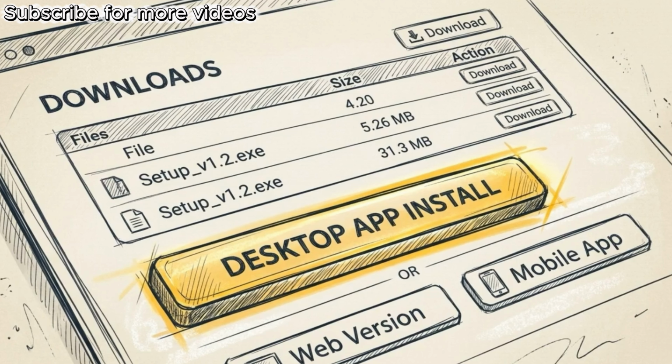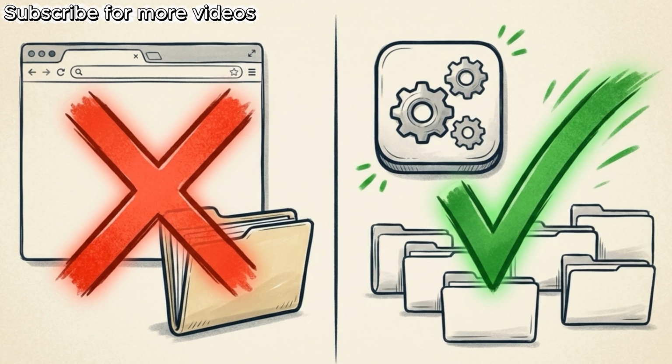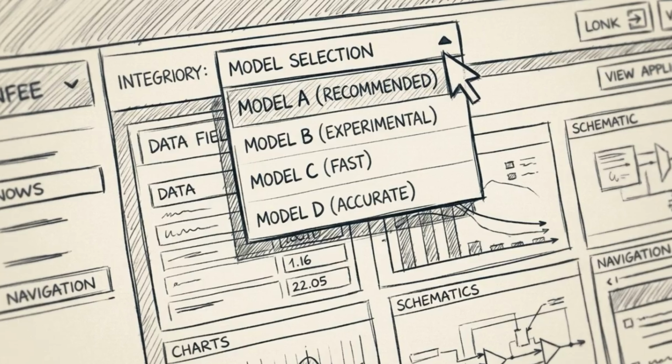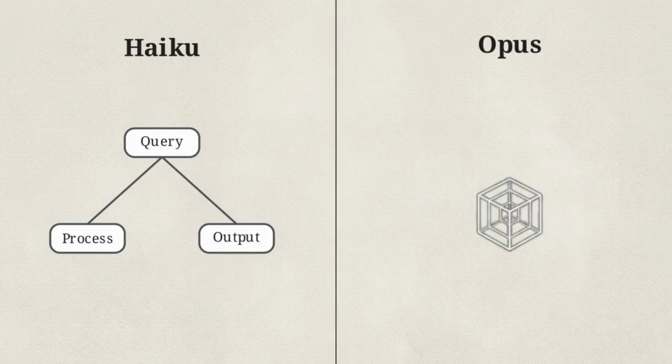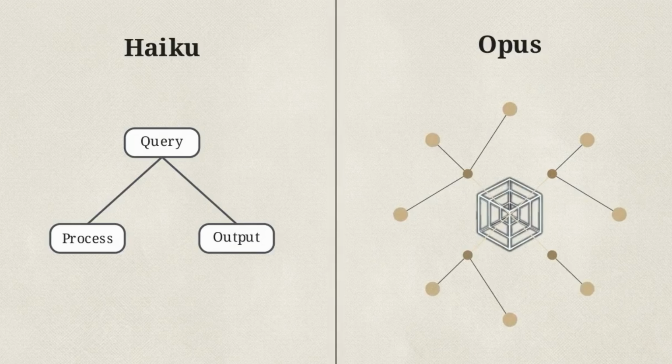To access the full toolset, install the desktop application. Unlike the web browser version, the desktop app allows Claude to interact with your local files, which is necessary for complex projects. Once open, your first decision is selecting an engine from the Model drop-down menu. Haiku is fast and efficient for simple tasks, while Opus is the heavy-duty engine for complex logic.